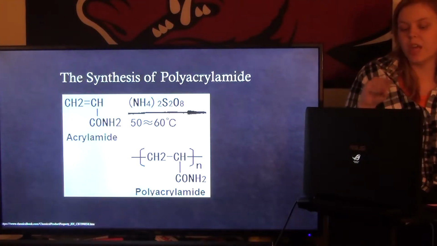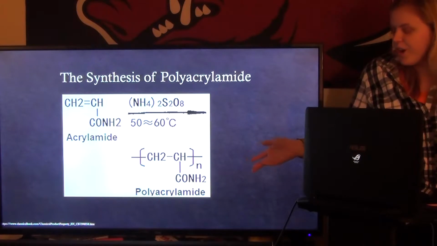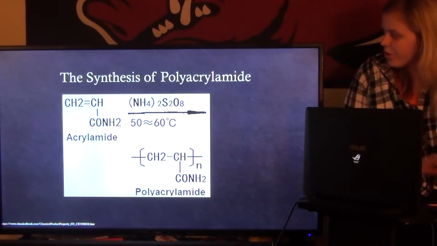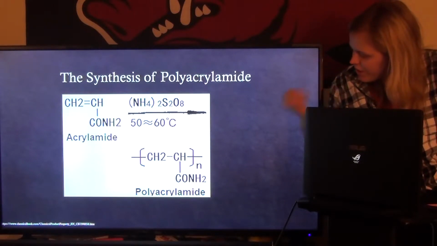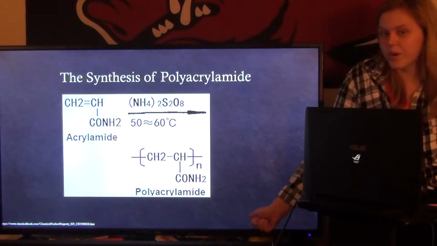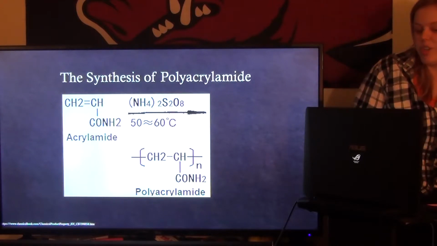So everything I just said can be summarized with this nifty chemical equation. Monomer plus initiator equals polymer with n number of repeat units.